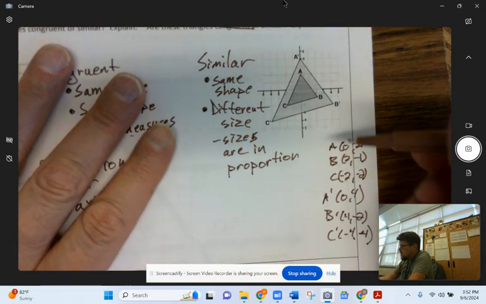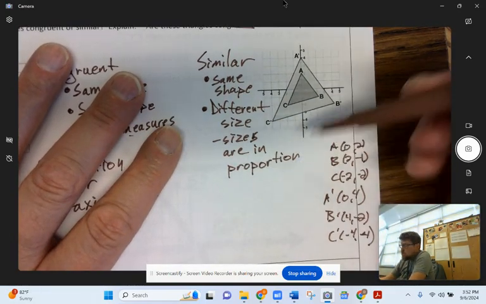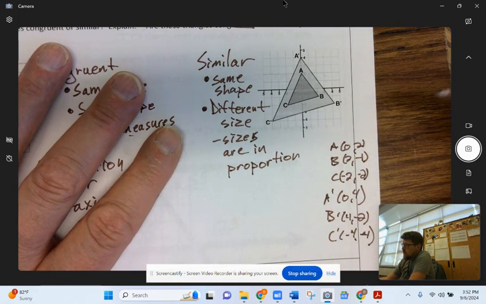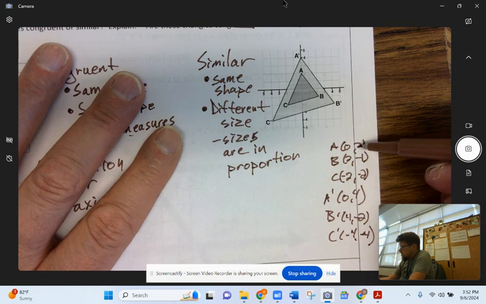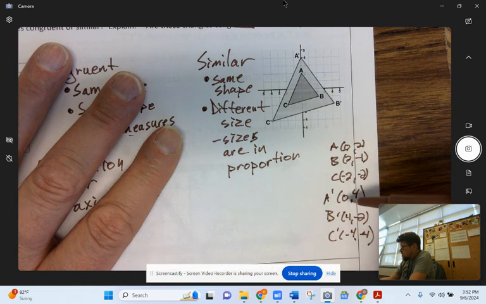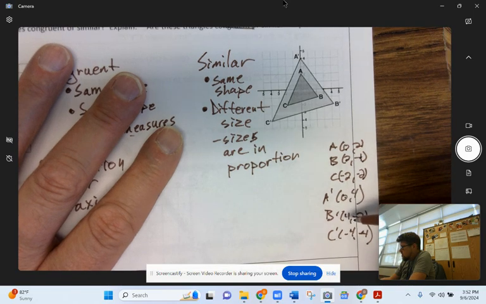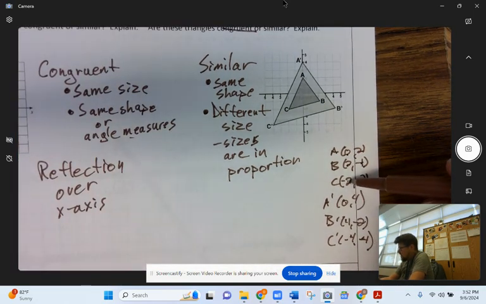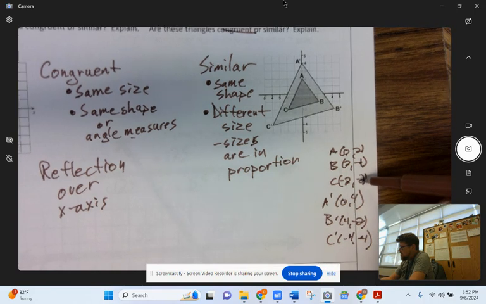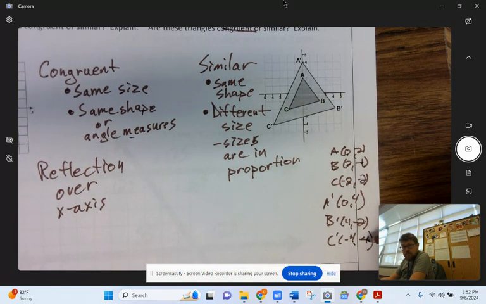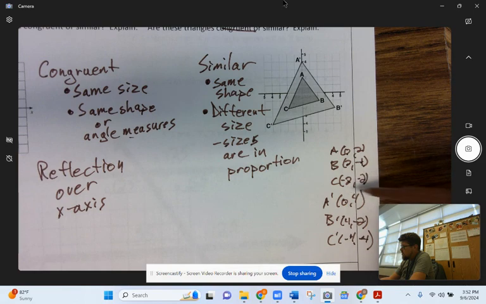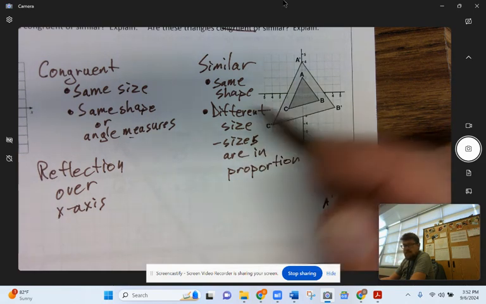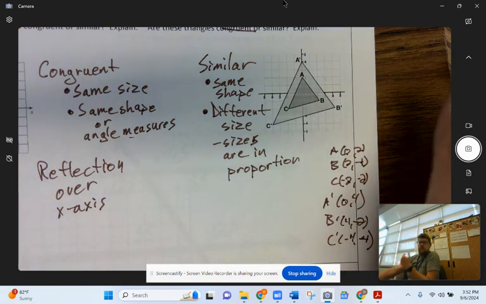And so what we're seeing here, when we talk about the sizes being in proportion, we're talking about the scale factor, right? We're multiplying each of these points by the same scale factor. So I know if I multiply 2 times 2, I get 4, and 0 times 2 is 0. And then 2 times 2 is 4. Negative 1 times 2 is negative 2. Negative 2 times 2 is negative 4, and then negative 2 times 2 is negative 4 here, right? So I'm multiplying every point by the same number. That's our scale factor. That's what it means when it says that they're in proportion to each other.